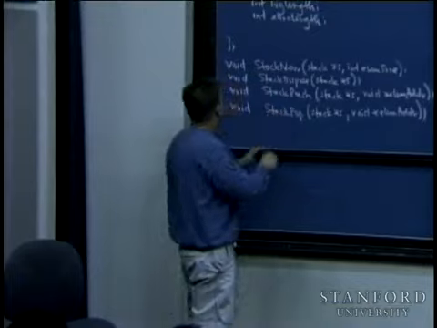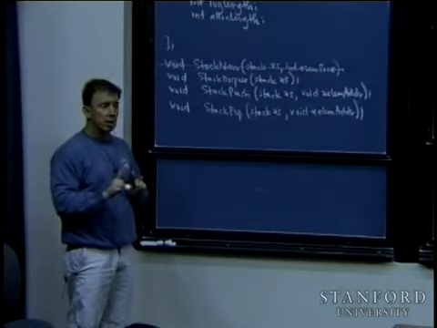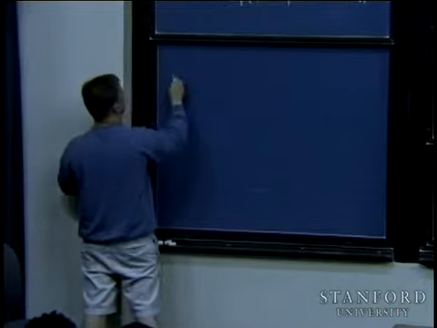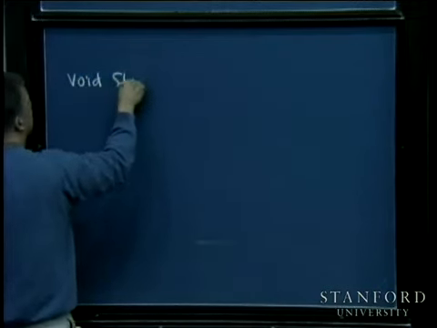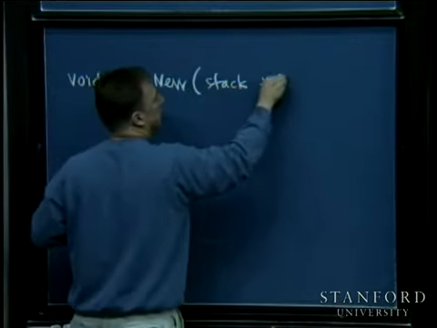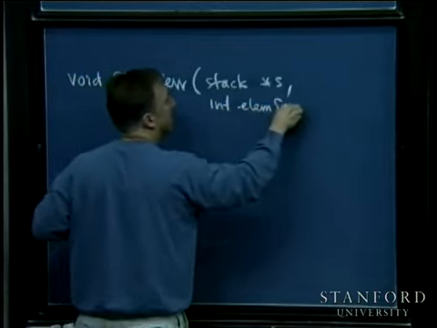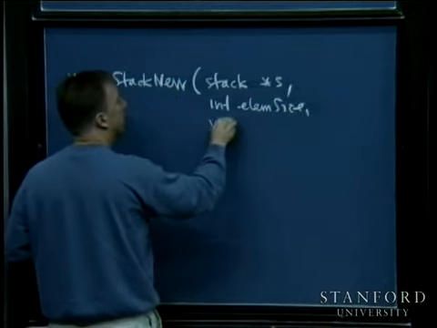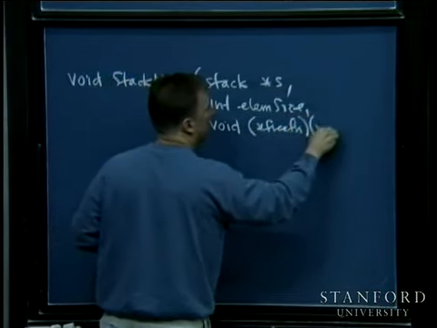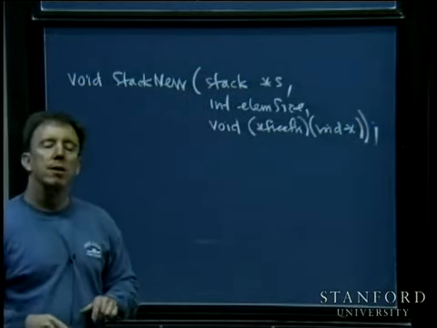So what I want to do here is I want to upgrade this right here to not take 2 arguments, but to take 3 arguments. And this is what it's going to look like. This is the upgraded stack new function. Stack new is going to take an elem size. And it's also going to take this: void free function takes a void star and doesn't return anything.